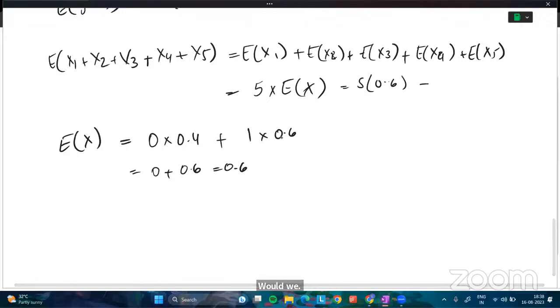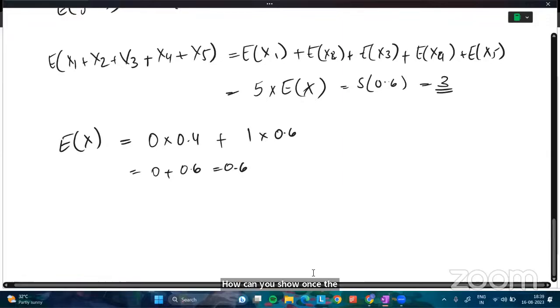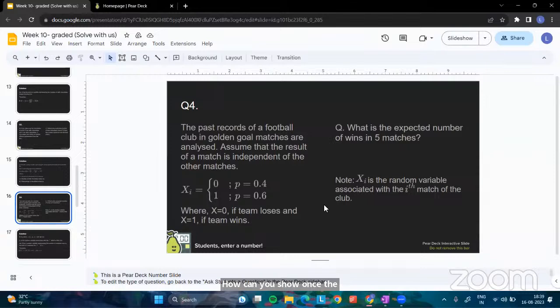Ma'am, do we have to sum up the values of each of the Xi's to find the expected value for 5 matches? Why are we summing up all the Xi values? Because there are two ways of doing this. Either you can actually find the PMF for the 5 matches, or you can just say that each of the 5 matches follows the same distribution. These are independent and identical also.